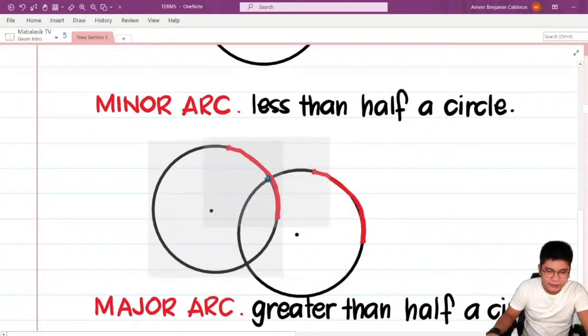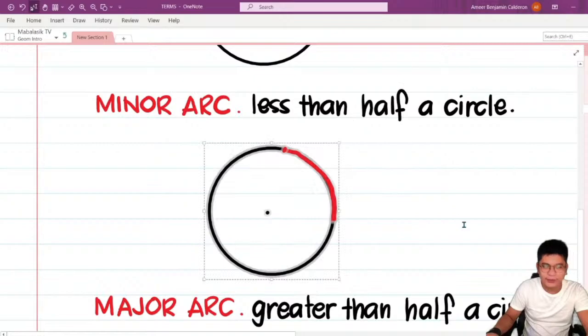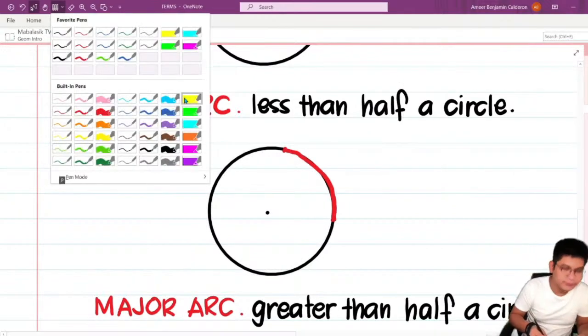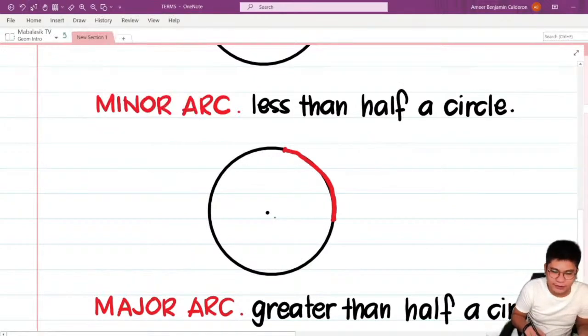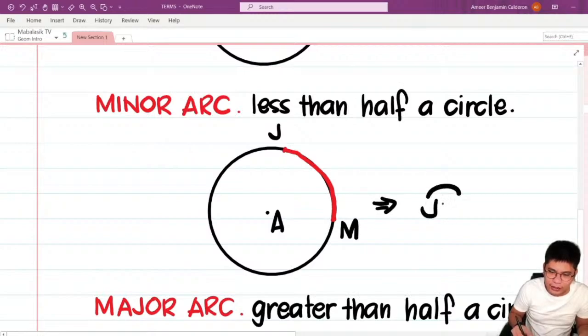Paste. So this is our minor arc. For example, this is circle A, this is J, and this is M. Then this is arc JM.